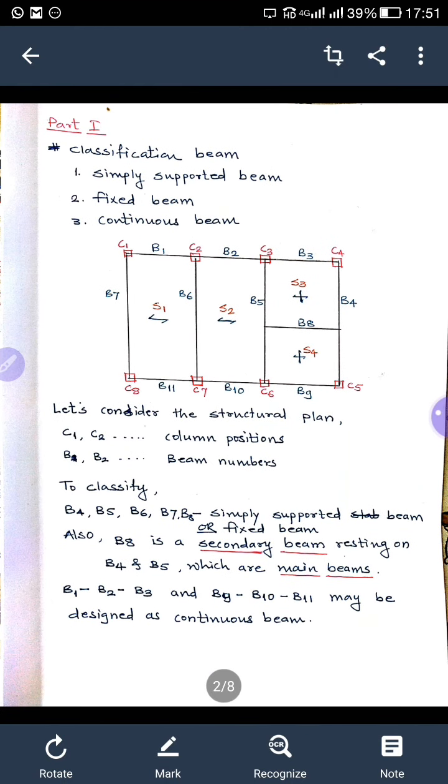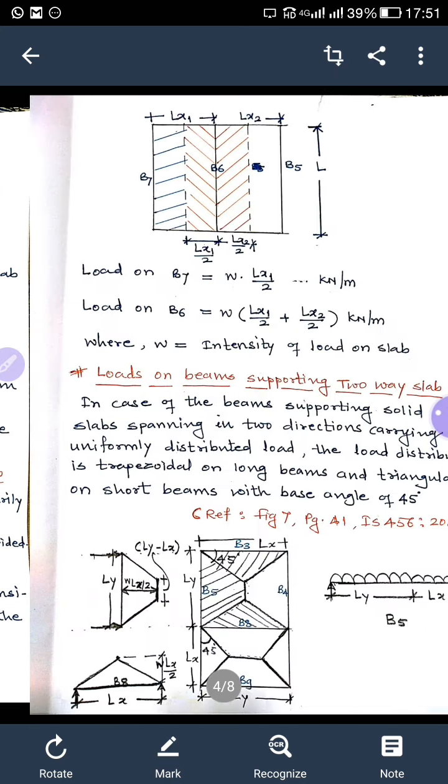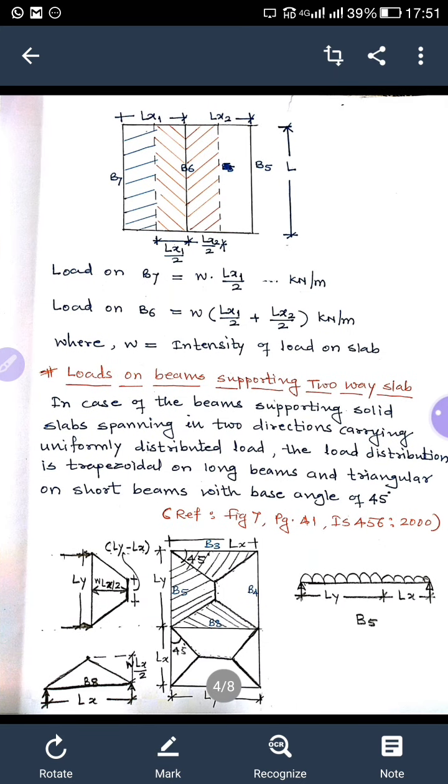Now this S1 is surrounded by, you can see over here, B1, B6, B11 and B7. But as you can see the direction of reinforcement over here, the total load is to be taken care of by B6 and B7 only. Same way for S2, the load is taken care of by B6 and B5. The load of slab is not going to transfer to B1 or B11, and for S2 it is not going to transfer to B2 and B10. Now let us see how it is going to transfer.